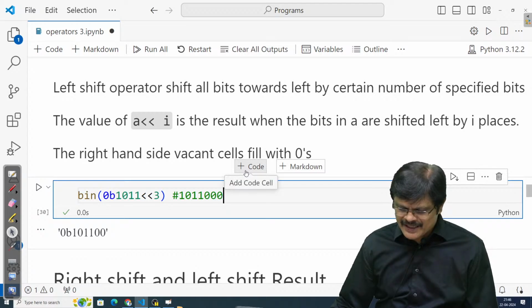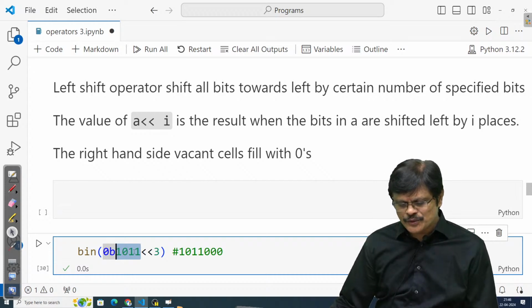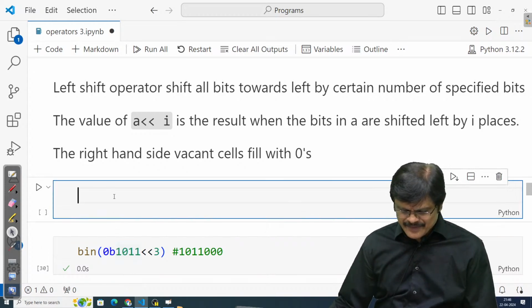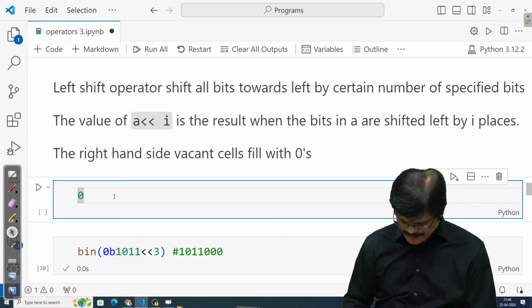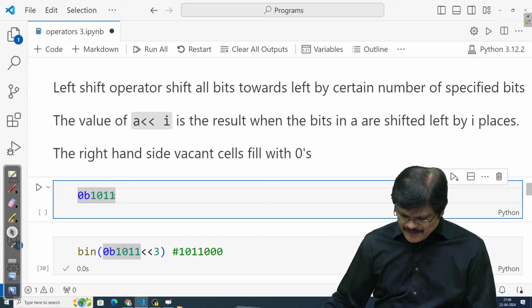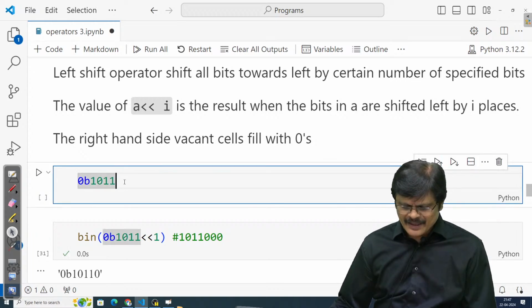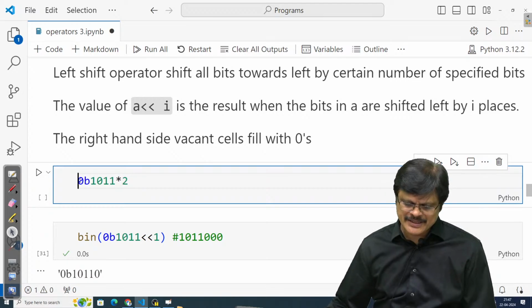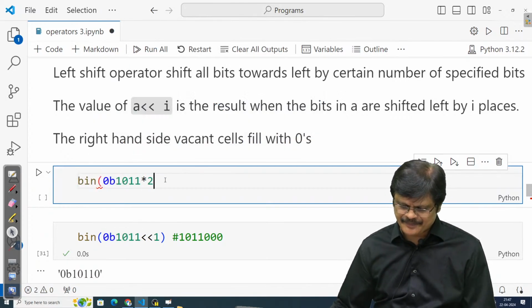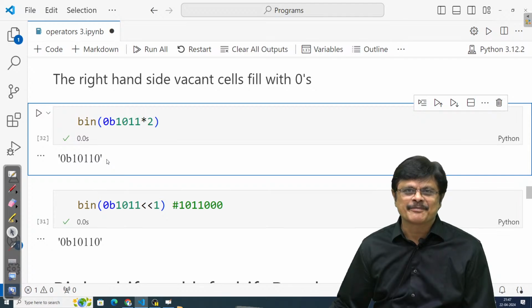What I want you to understand is what this original number 1011 is. It is like 8 plus 2 plus 1, which is 11. Now first let us move only 1 bit. This is the answer. Now here you multiply by 2 and see what the answer is. Even for this I will see the binary representation, and you see the answer is exactly the same.